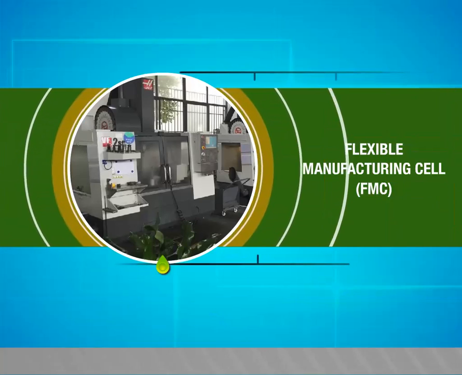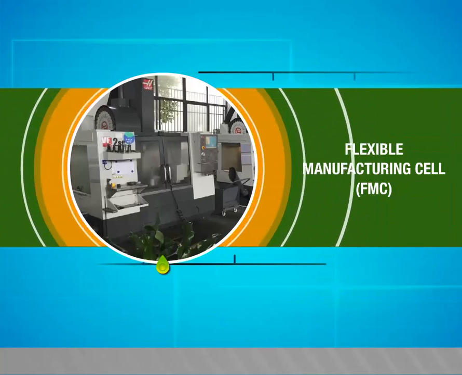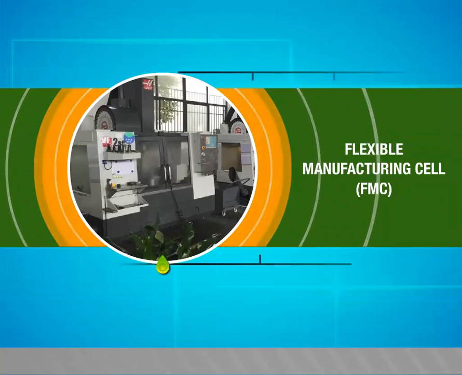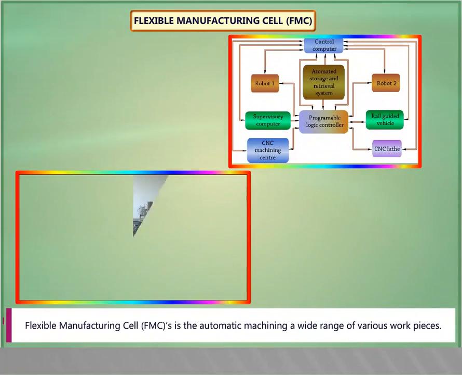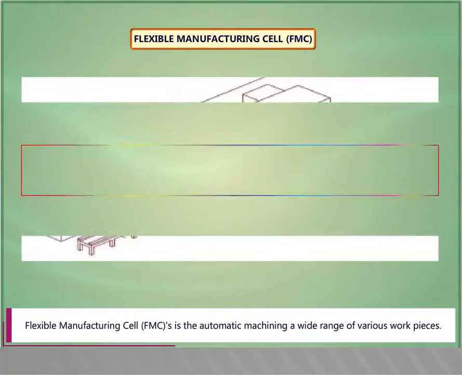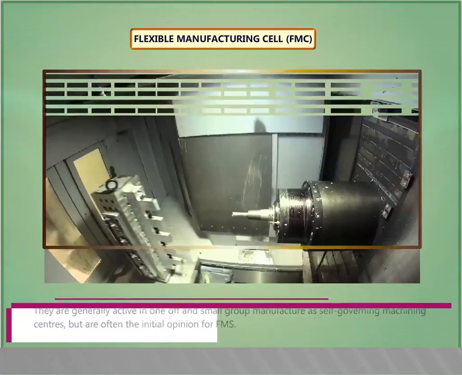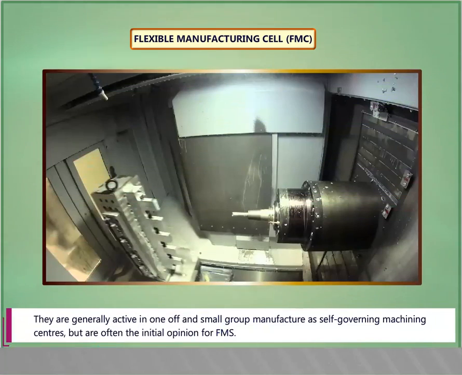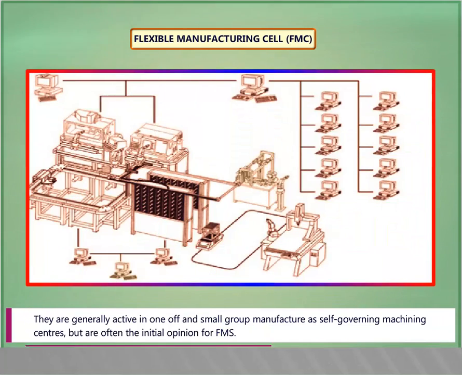Flexible Manufacturing Cell, that is FMC. In this video, we are going to see about the working of Flexible Manufacturing Cell. Flexible Manufacturing Cells, that is FMCs, are automatic machining systems for a wide range of various workpieces. They are generally active in one-off and small batch manufacture as self-governing machining centers, but are often the initial option of FMS.